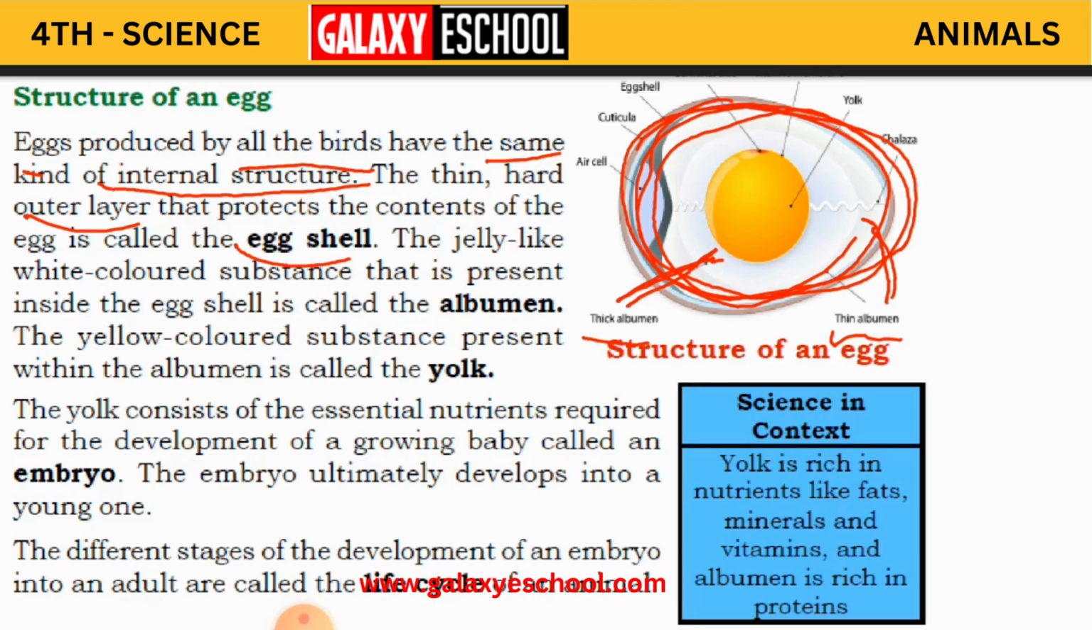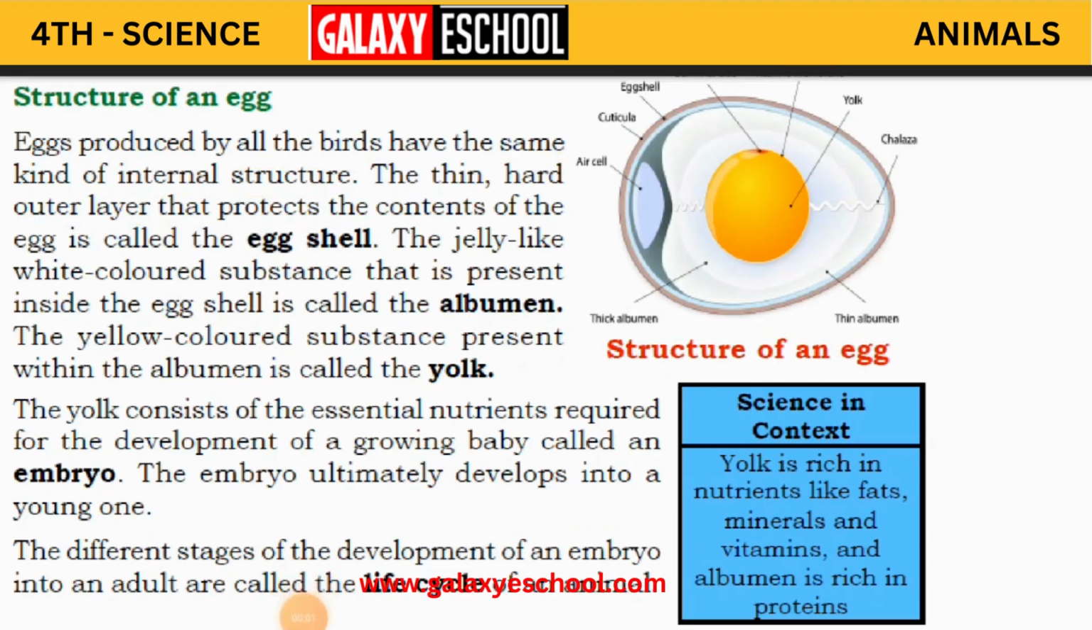Okay, the yellow colored substance present within the albumen is called yolk. Okay, children, this yellow one, which is inside the white, that is called yolk. Clear, children? Yolk consists of the essential nutrients required for the development of a growing baby, called an embryo.